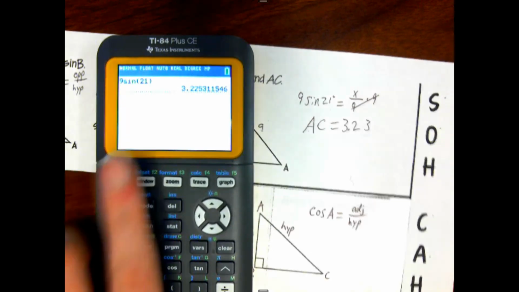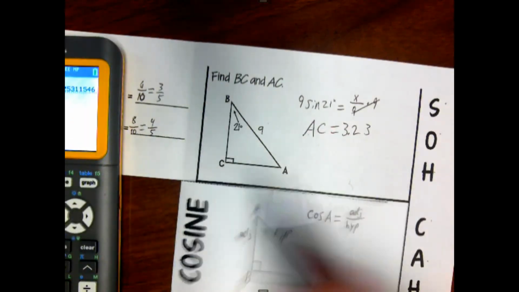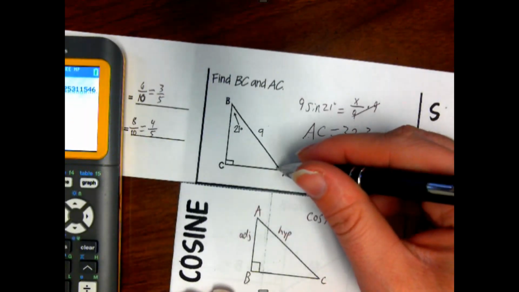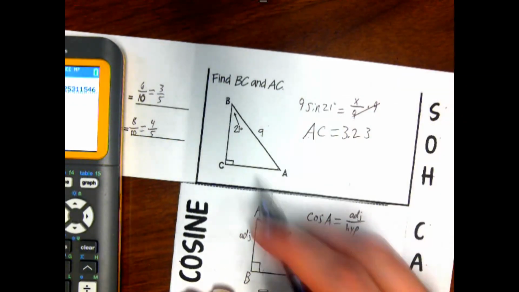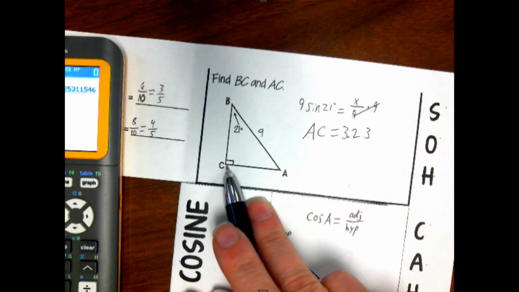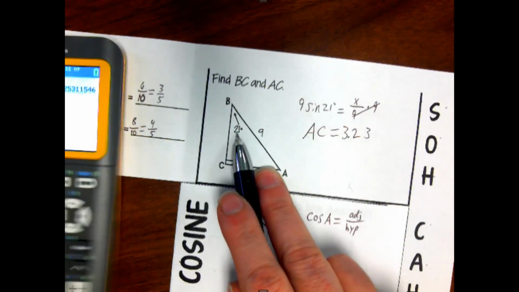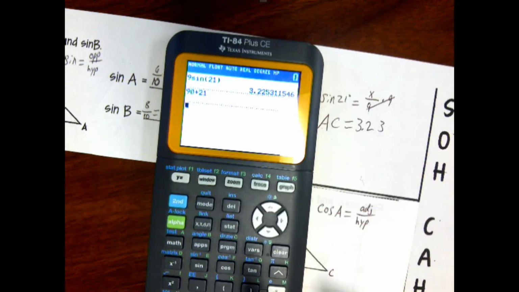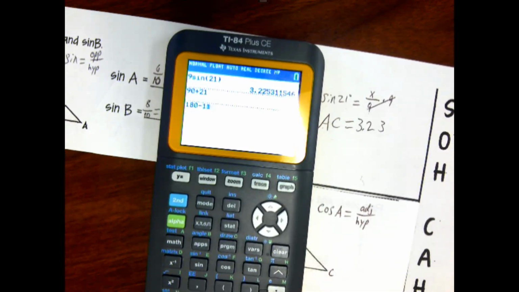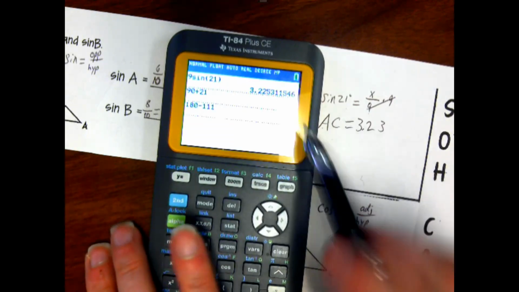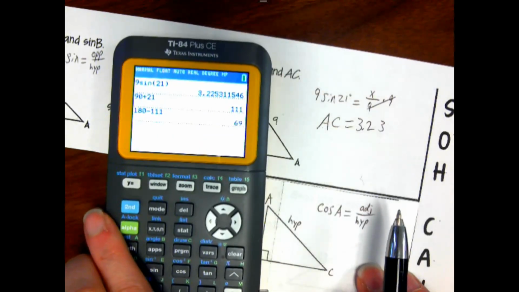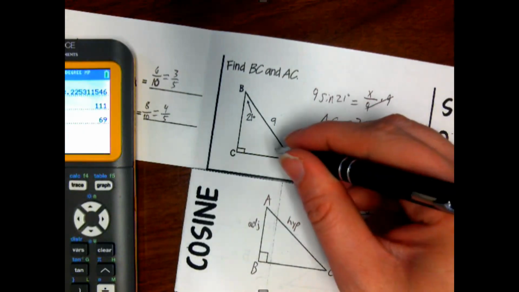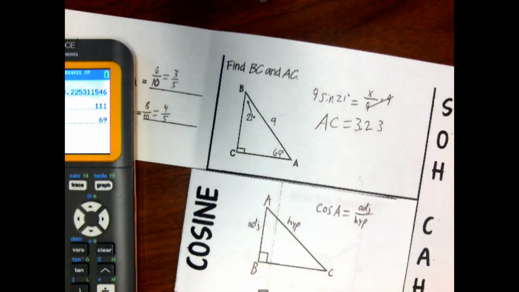Now to find this side using sine, I'm going to need to know what this angle is. But fortunately, because this is a right triangle, I know this is 90 and this is 21. So 90 plus 21 is 111. 180 total minus the 111 we already know. That means that the remaining angle is a 69-degree angle. So this is 69 degrees.